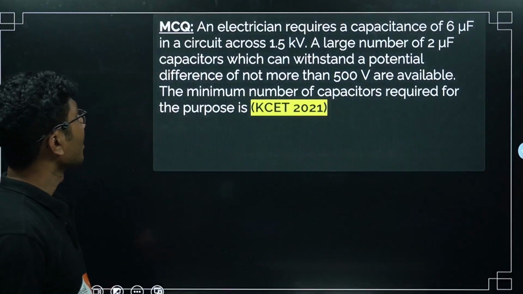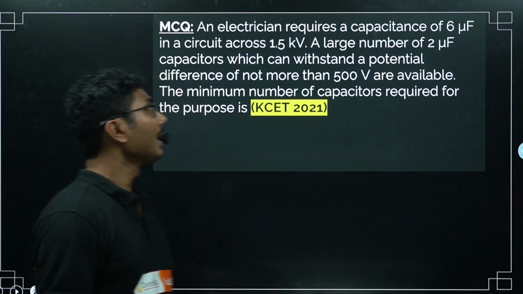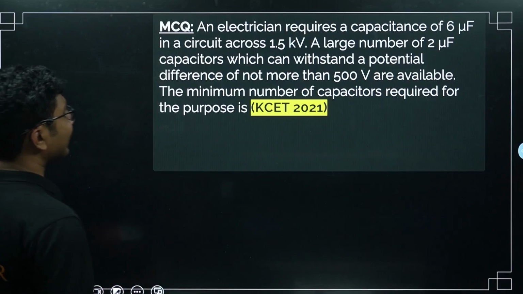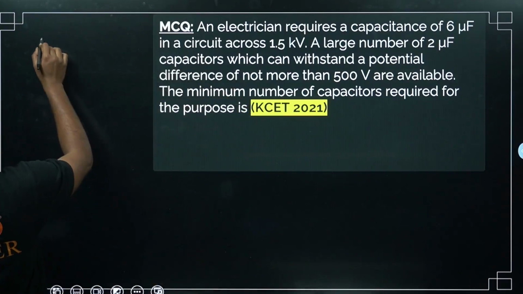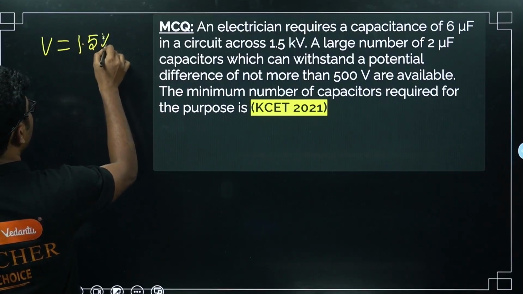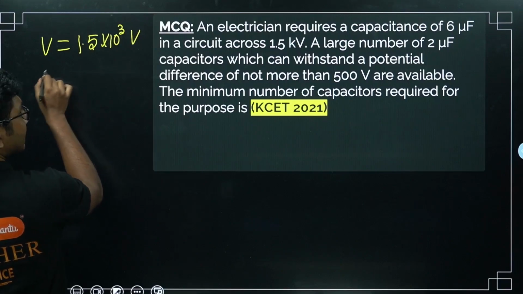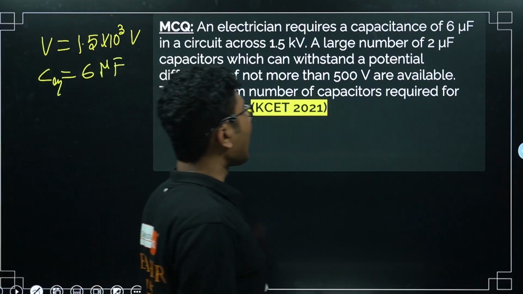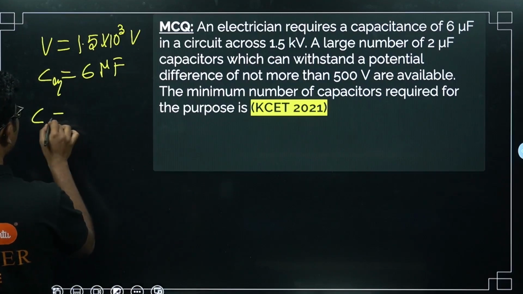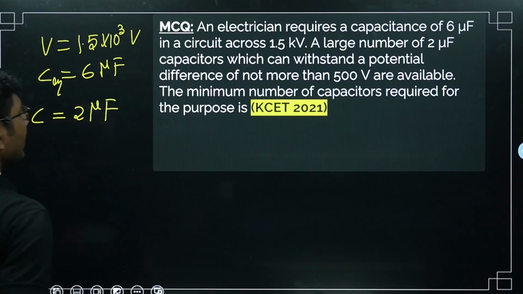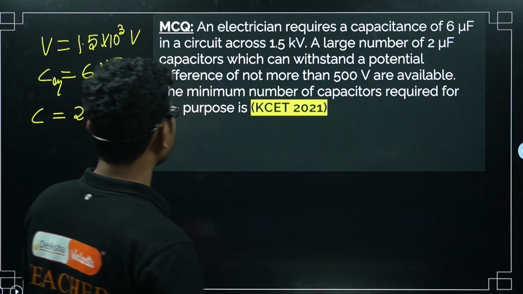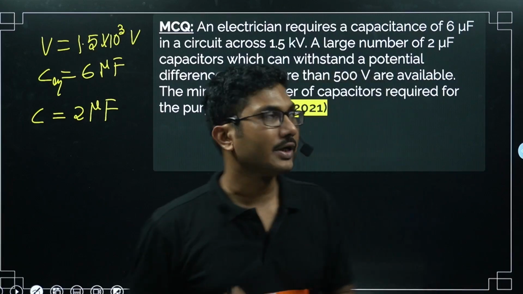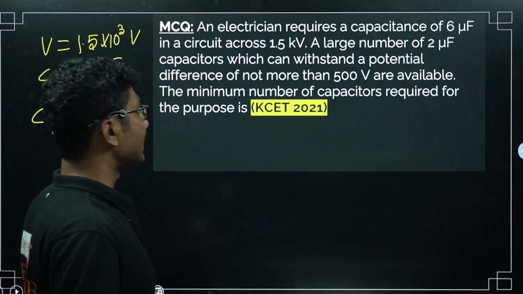Remember? Now, this is a KCET problem 2021, a very important problem. An electrician requires a capacitance of 6 microfarad in a circuit across 1.5 kilovolt. So the voltage is given, 1.5 times 10 to the power of 3 volts, and the capacitance that is required, the equivalent capacitance, is 6 microfarad. A large number of 2 microfarad capacitors is available. Each capacitor can withstand a potential difference of not more than 500 volts. What is the minimum number of capacitors required for this purpose?